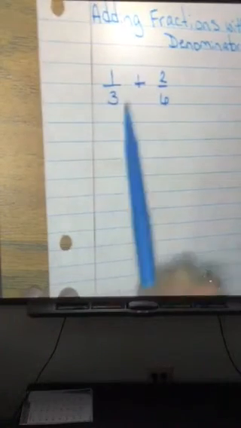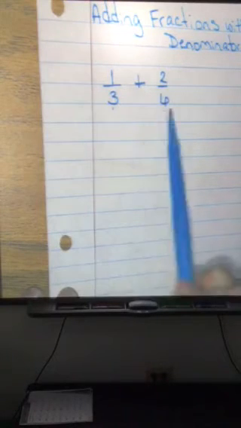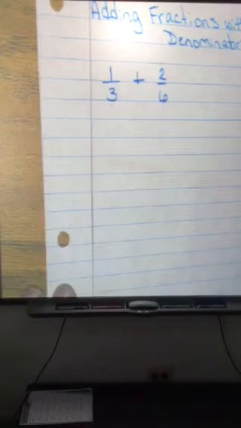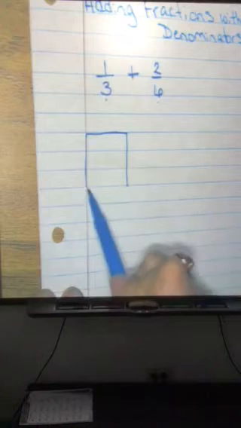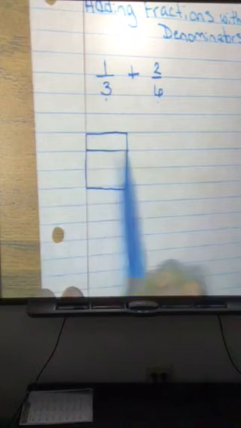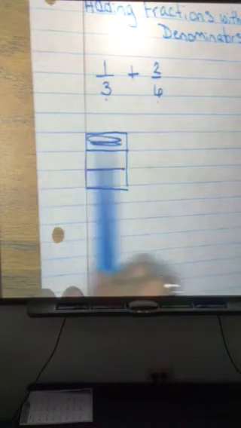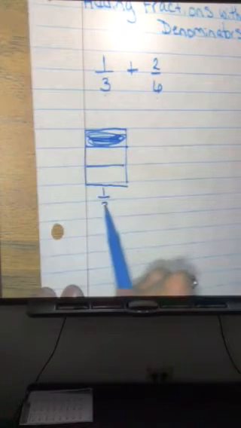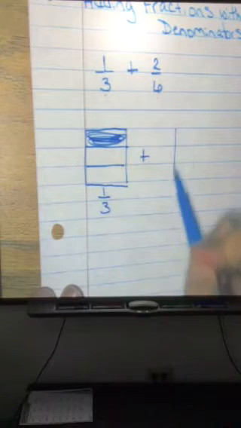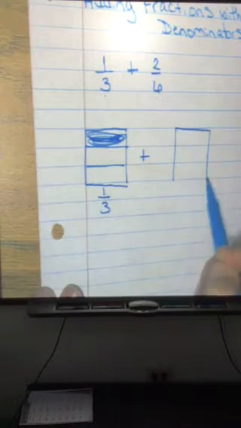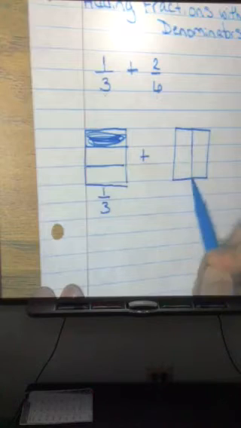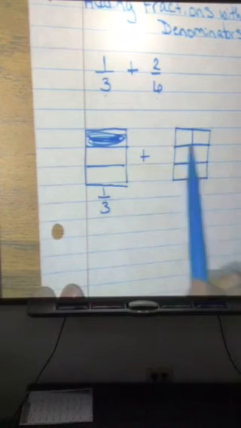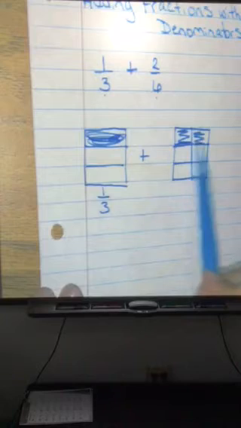So, I want to be able to talk the same language, so I'm going to change my fraction to 6. Before I do that, I'm just going to draw my fractions out so I get that nice visual. This fraction I'm going to divide into thirds. And that's 1/3. Put that right there. Plus, and I'm going to divide this fraction into 6ths. And I'm going to color 2 out of 6.